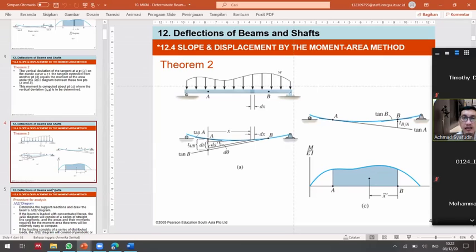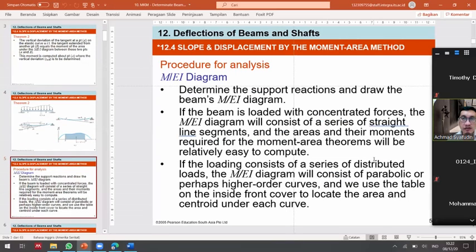So how can we apply or implement this method in a problem? This is the procedure for analysis. The first step, the basic procedure for all deflection problems, is to determine the support reactions. And then we have to draw the diagram of M per EI.